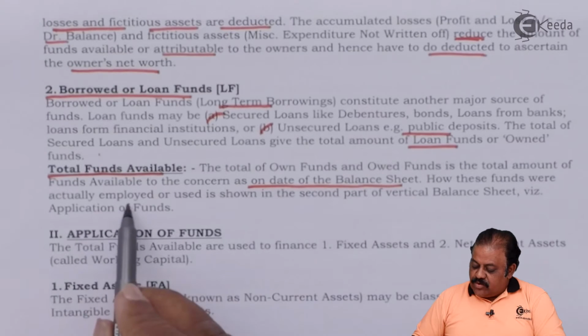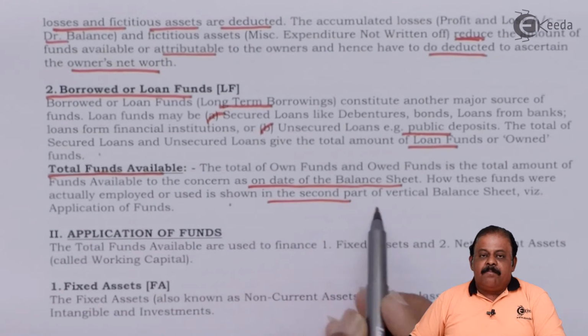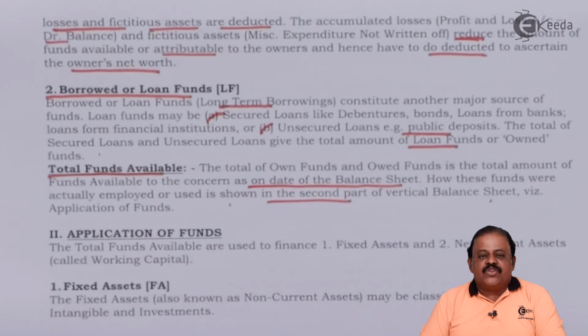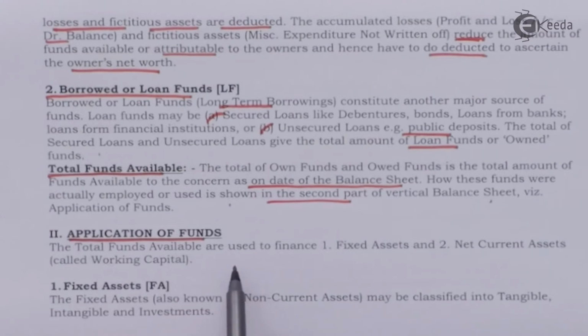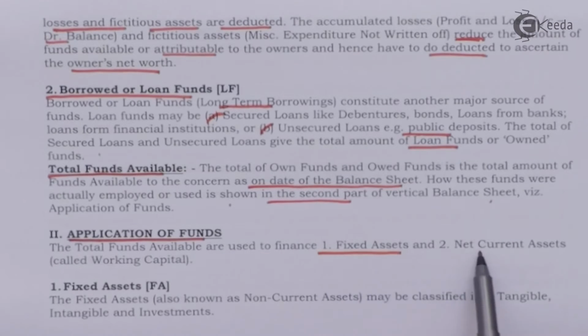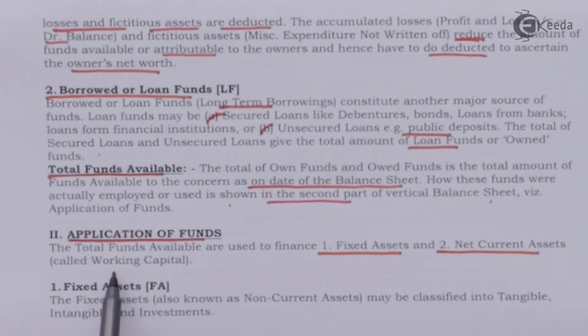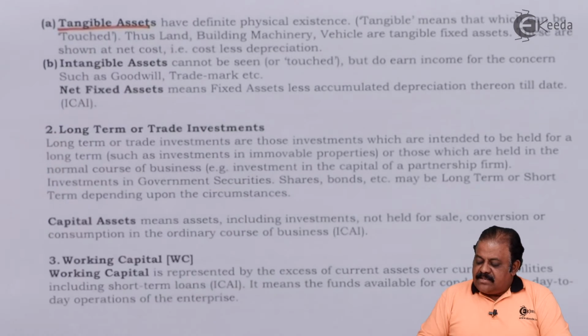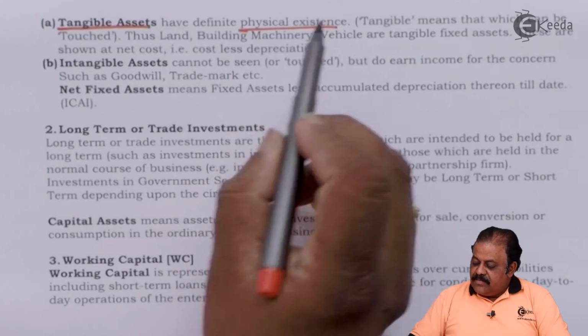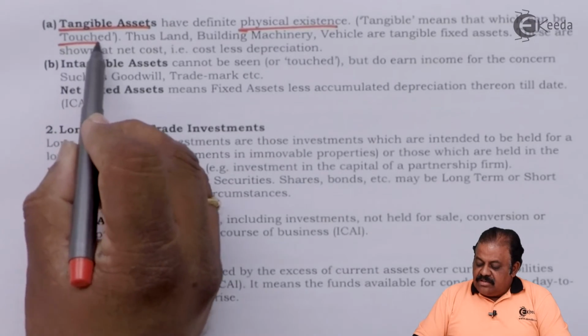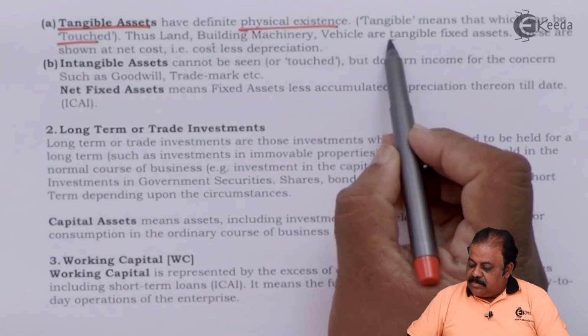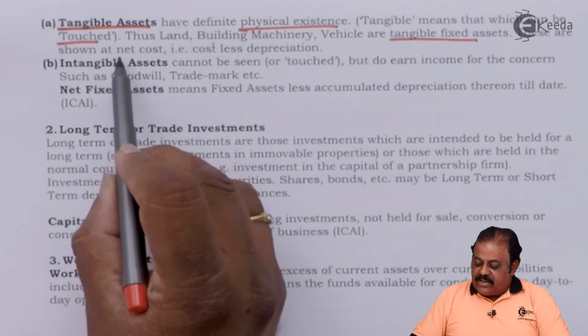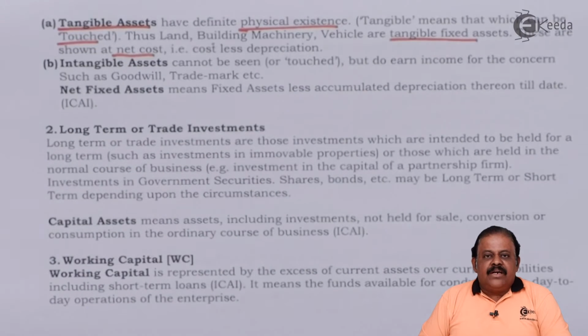How these funds were actually employed and used is shown in the second part of the vertical balance sheet, that is application of funds. The total funds available are used to finance fixed assets and net current assets, that is working capital. Fixed assets, which are also known as non-current assets, may be classified as tangible and intangible. Tangible assets have definite physical existence. Tangible means that which can be touched. Thus, land and building, machinery, vehicles are tangible fixed assets. These are shown at net cost, that is cost minus accumulated depreciation.